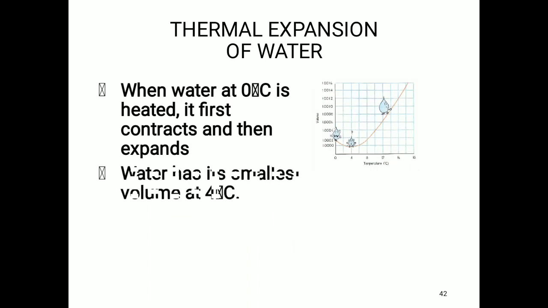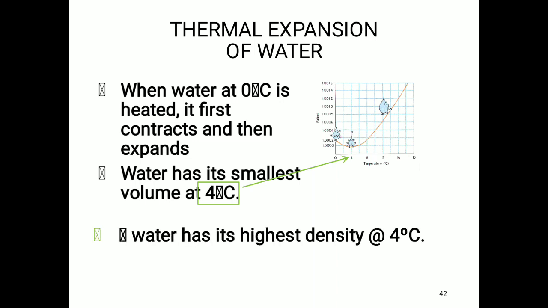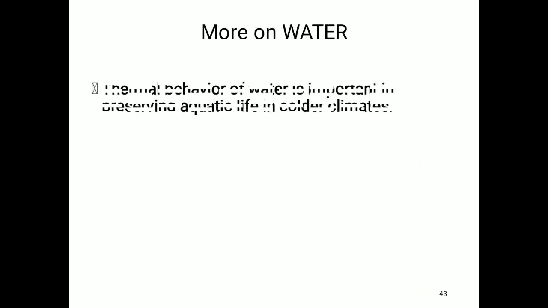Thermal expansion of water. When water at 0 degrees centigrade is heated, it first contracts and then expands. Water has its smallest volume at 4 degrees centigrade. So a very important point to be noted, and it is a very important question: when does the water have its smallest volume? It is not at 0 degrees centigrade, it is at 4 degrees centigrade. So water has the highest density at 4 degrees centigrade.